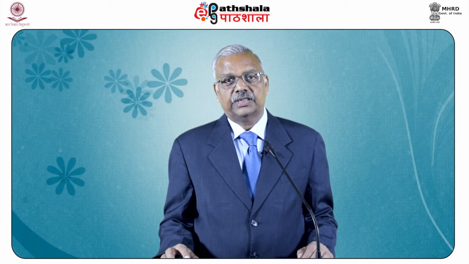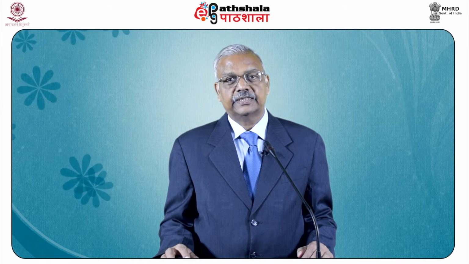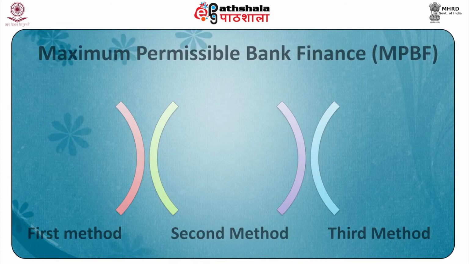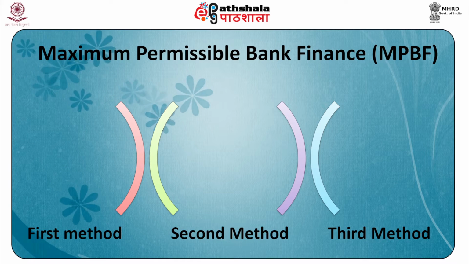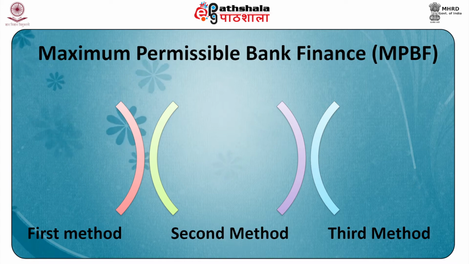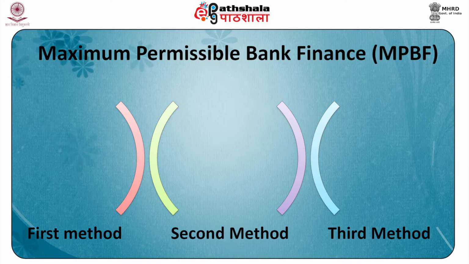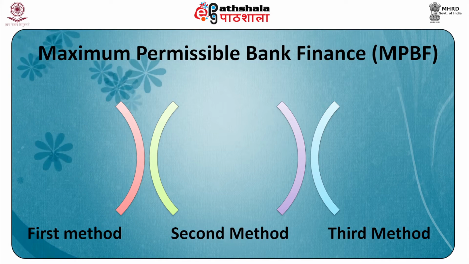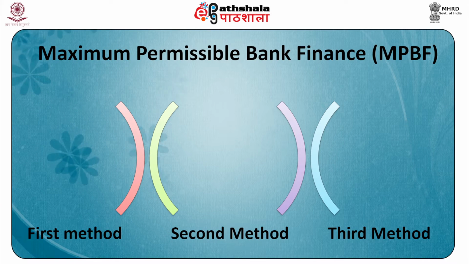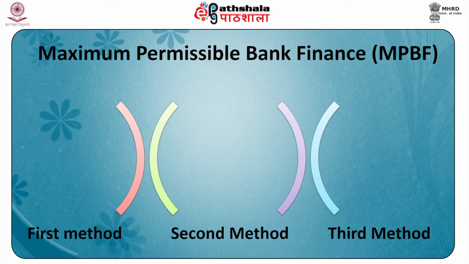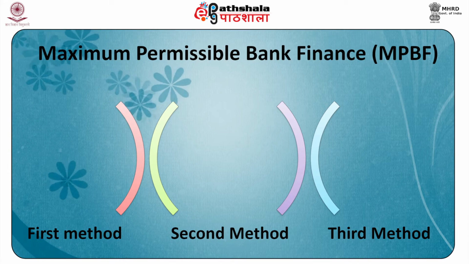Following 3 methods of determining the permissible level of bank borrowings were suggested by the Tandon Committee. First method. Under this first method, bank finances 75% and borrower contributes 25% of working capital gap. Current assets minus current liabilities excluding borrowings from bank is known as working capital gap. This method gives a minimum current ratio of 1:1.